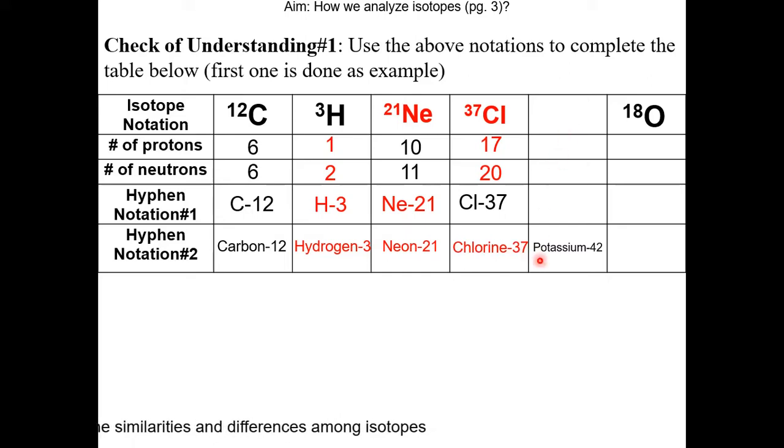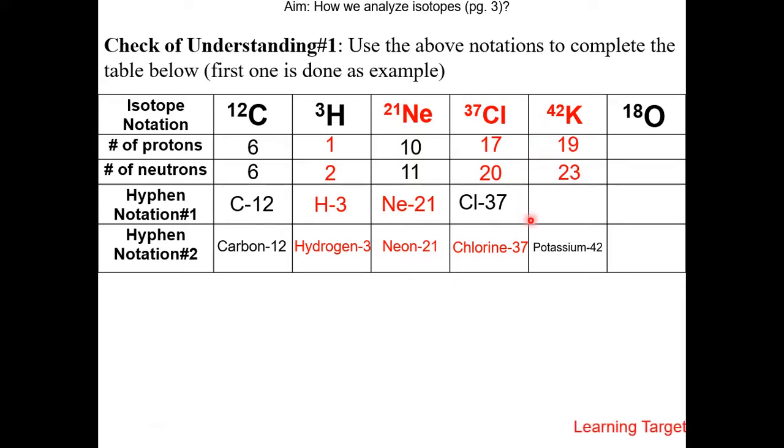For the next example, we're given the hyphen notation potassium-42. So the isotope notation will be K-42. The number of protons is 19. The number of neutrons is 23, because 42 minus 19 is 23. The hyphen notation will be K-42.